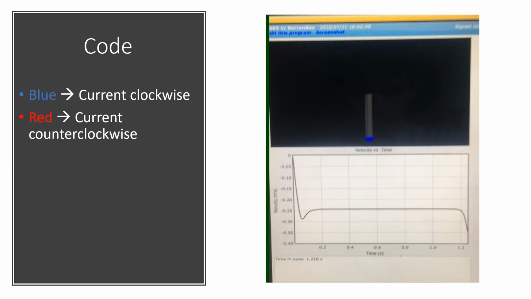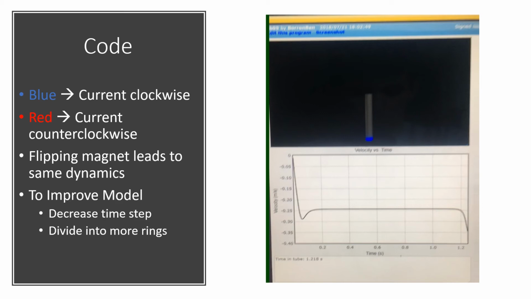We can also see from the computational model or from the physical experiment that by reversing the magnet's poles, the dynamics of the system are unaffected, as it still takes the same amount of time to fall through the tube. This makes sense as the magnetic force is induced by the magnet itself and will therefore change with the magnet, resulting in the same forces despite orientation. Furthermore, to improve this model, the delta T can be shortened and the tube can be broken up into even more pieces to make this model even more accurate.